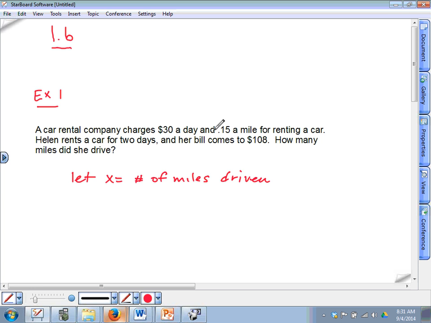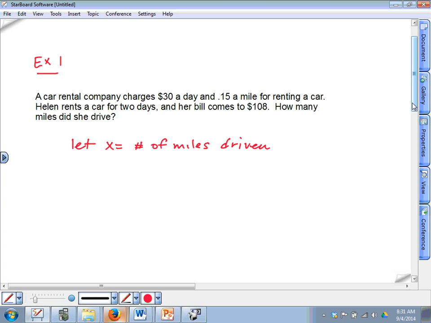We have to have an equation that relates the given information to the unknown X. Trust me, it gets easier with practice. It really does. It might take a lot of practice, but it gets easier. So how would we calculate her total bill? We know it came to 108, but how did the company calculate that total bill? 2 times 30, where did that come from? 2 days, $30 a day, so 2 times 30, but that was just a flat rate.